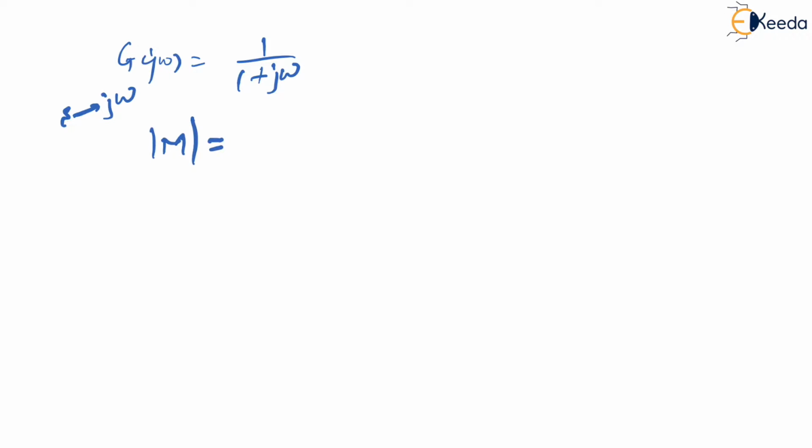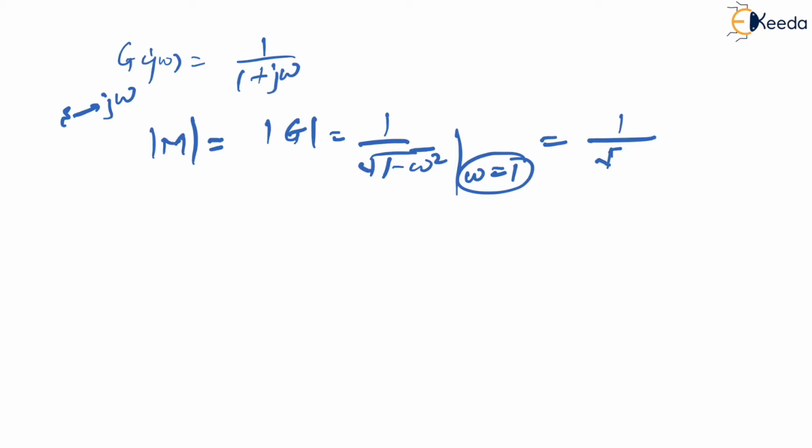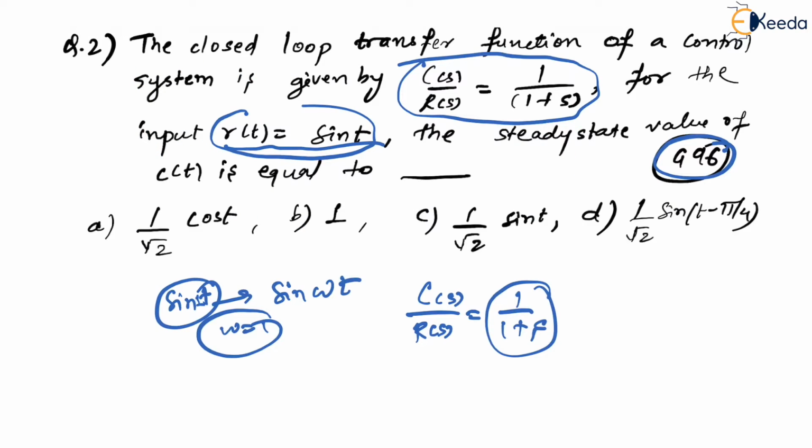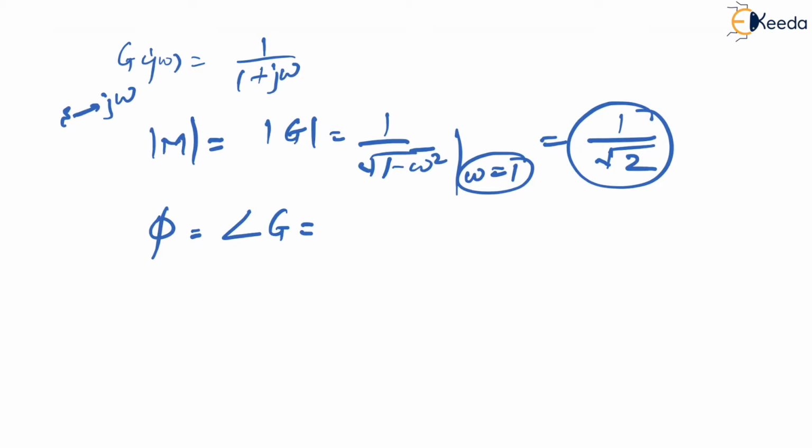Yes. Now let me find magnitude. Magnitude is nothing but mod of G, which is equal to 1 upon under root of 1 plus omega squared, correct? But we know that omega is equal to 1. So I can get this to be equal to 1 by under root of 2. Is that correct? Yes. Now what is our angle phi? Angle phi is nothing but angle of G, which is G of j omega. What will be the angle? Angle of numerator is 0, forget about it. Angle of denominator will be minus tan inverse of omega.